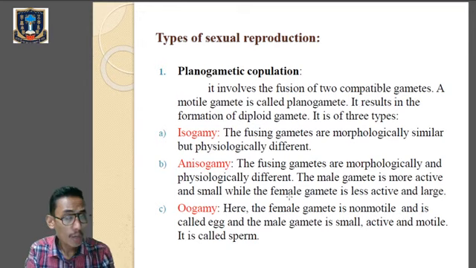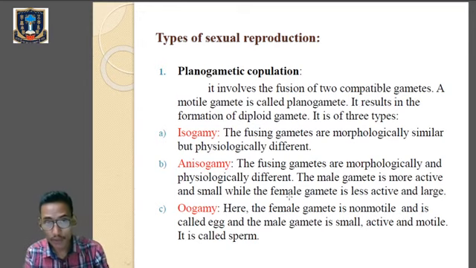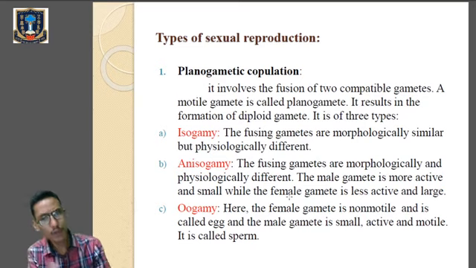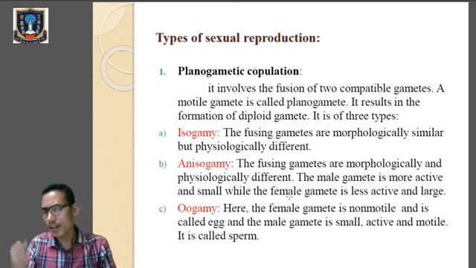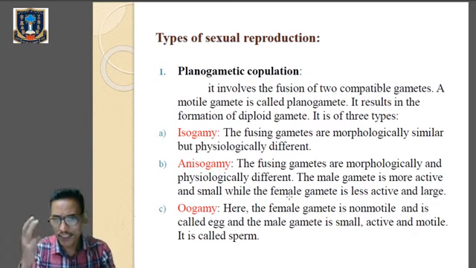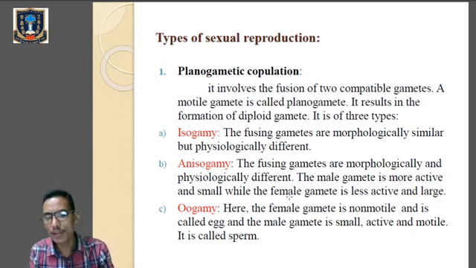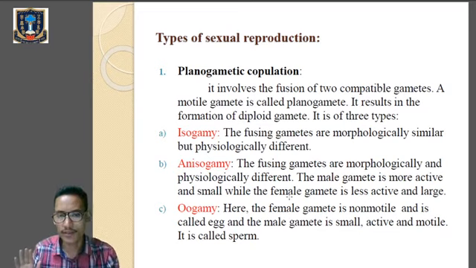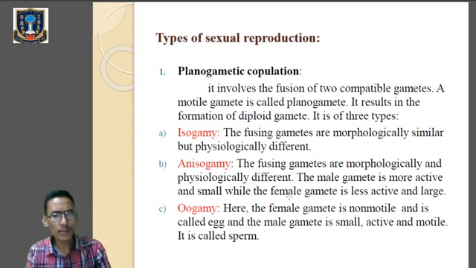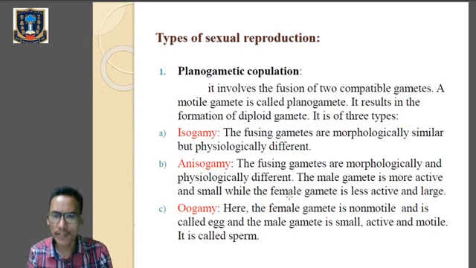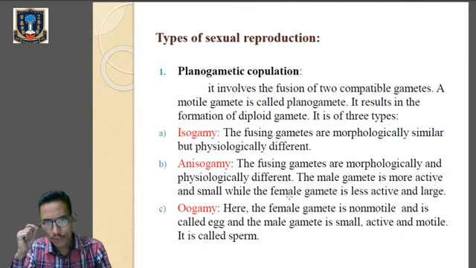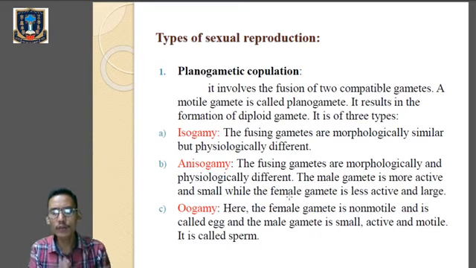But we'll only go through planogametic copulation. We'll not go through the rest of the types, and under planogametic copulation we'll see the three types of gametes: isogamy, anisogamy and oogamy, which are in your syllabus. Planogametic copulation involves the fusion of two compatible gametes. The motile gamete is called planogamete. Motile means able to move, and the fusion of those motile gametes results in the formation of a diploid zygote.